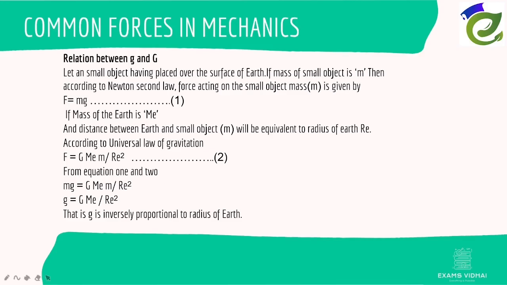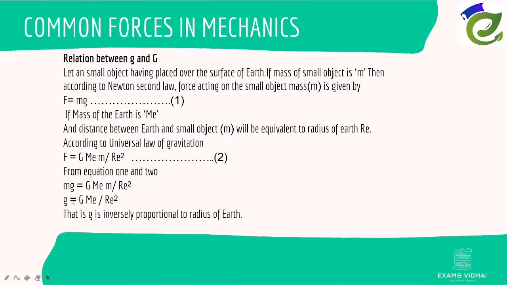Now, let a small object be placed on the surface of the earth. If the mass of the small object is m, then according to Newton's second law, F is equal to mg. Since gravity comes into play, instead of a we use small g here, that is, acceleration due to gravity, nothing more than that. And the mass of the earth is Me.